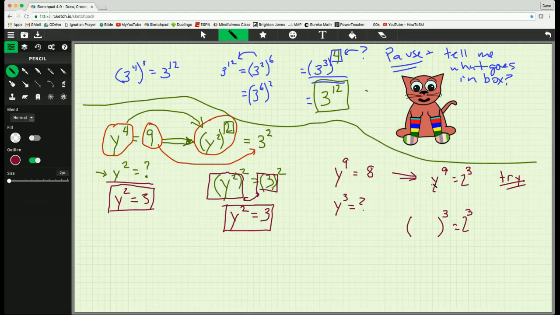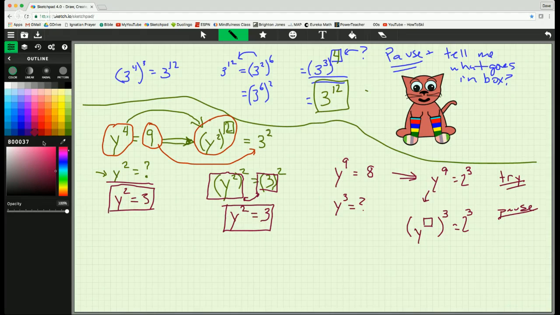And I know that I have to start with this y to the 9th. So I've got to make this thing look like y to the something power, to the 3rd, equals 2 cubed. So now pause and try. Okay, hopefully you tried this one and you realize that what goes in here has to be a 3, because y cubed is y to the 9th, and that equals 2 cubed.